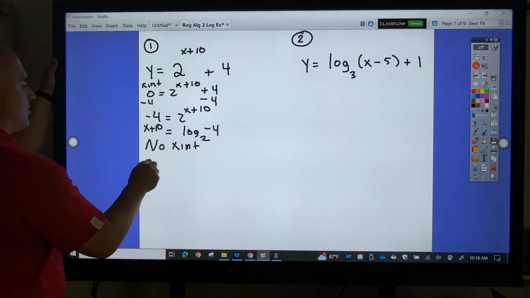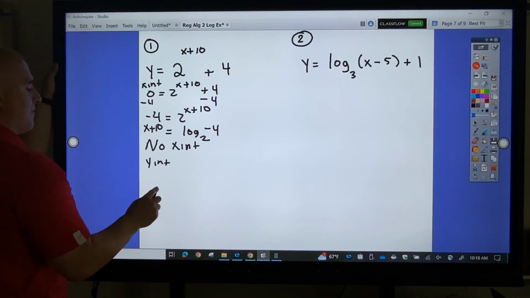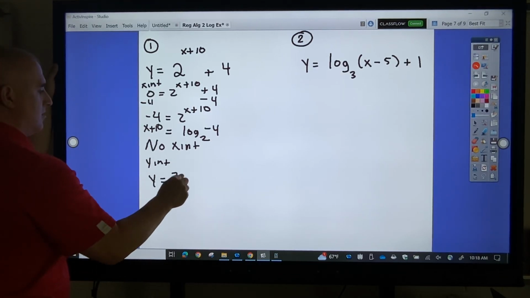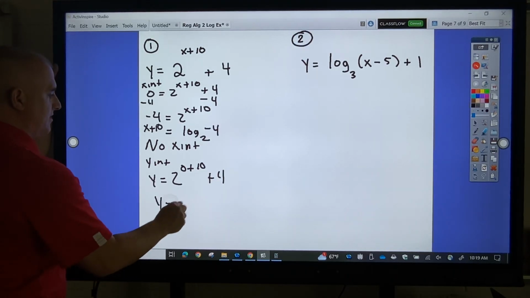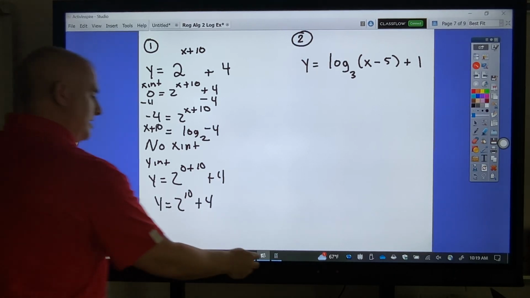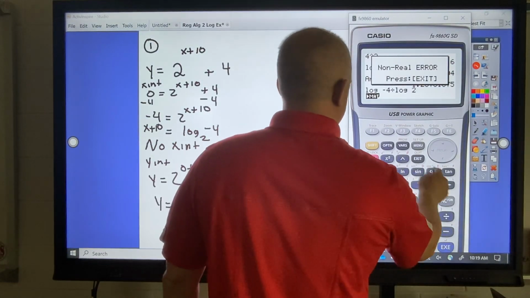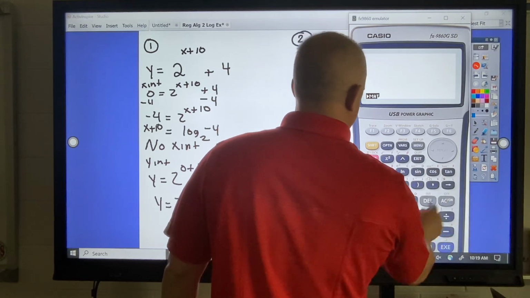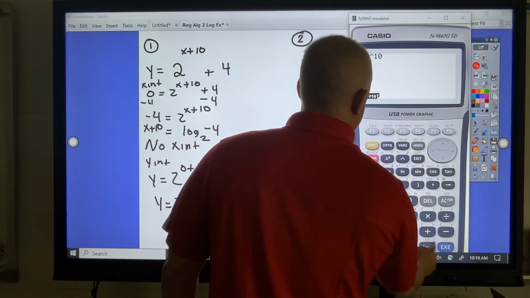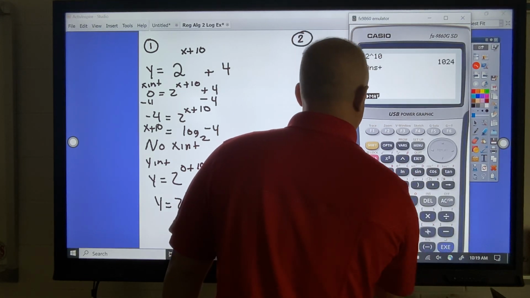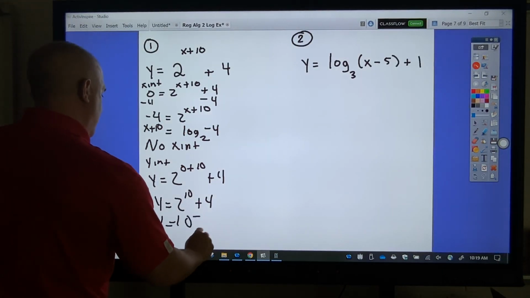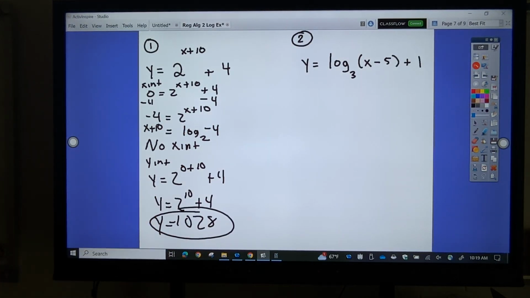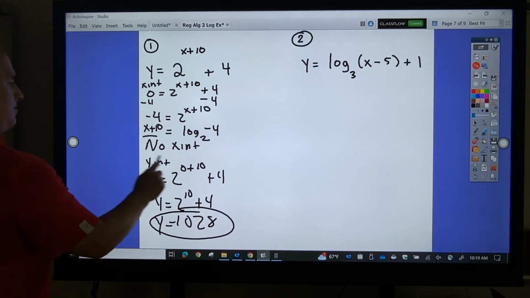For the y-intercept, I'm putting 0 in for x. 0 plus 10 would be 10. 2 to the 10th power, plus 4. The y-intercept would be 1,028. So no x-intercept on this one.